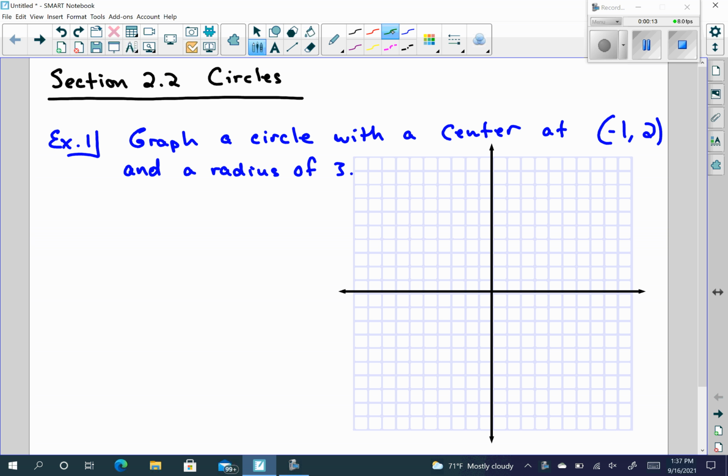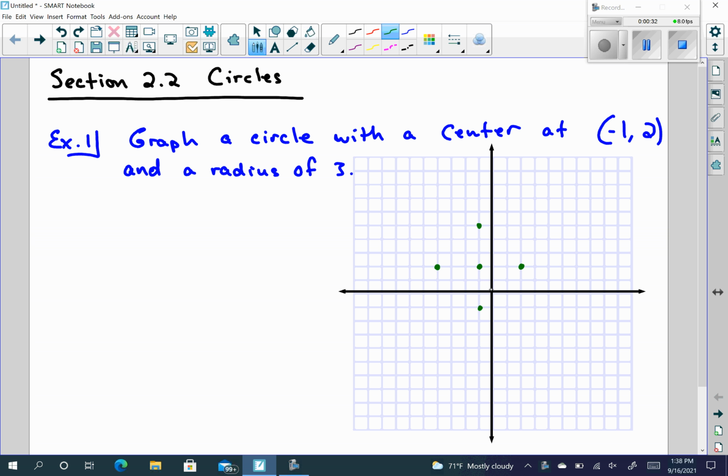So what we first start doing, and I'm just going to count by ones here, is we plot the point for the center. So I'm plotting -1, 2. Now that I have a radius of 3, I just count 3 in several different directions here. I'm going to count 3 to the right, 3 up, 3 to the left, and then 3 down.